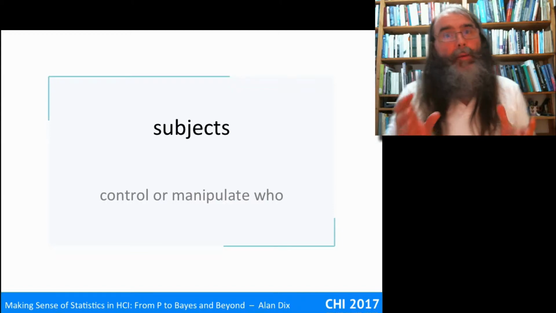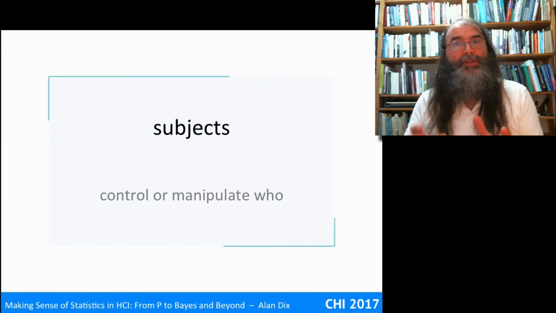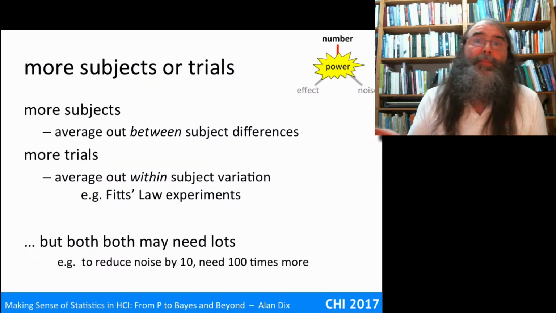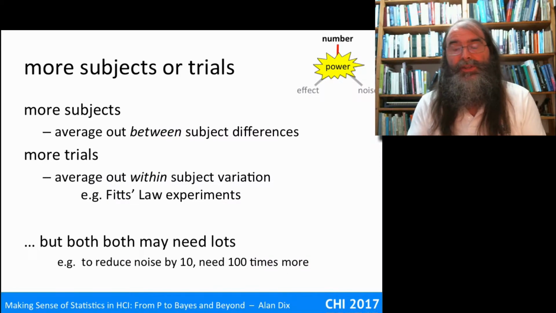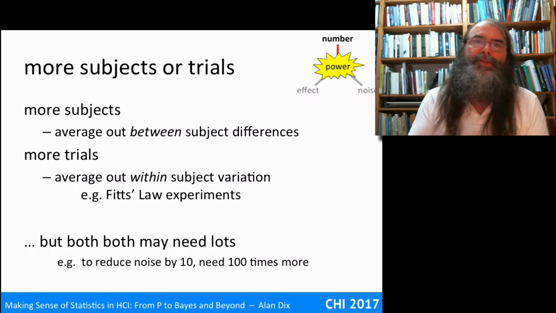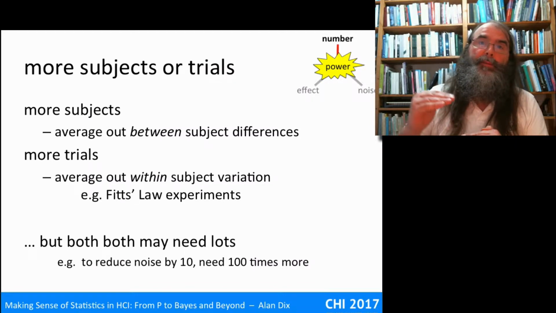So let's see how we can manipulate power by looking at subjects, the people and participants in an experiment. First of all, the simple thing we can do is increase, as we've said before, the number of subjects. So we can just have more subjects. This is particularly important if the big difference or the noise effect is the difference between people.